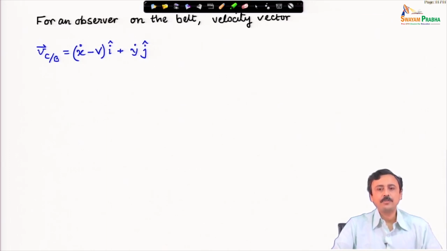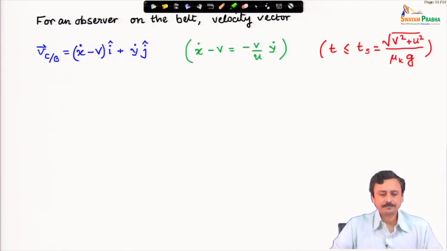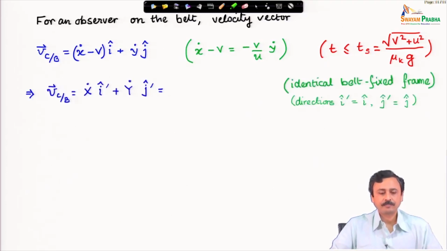Now, for an observer on the belt, this was the second part of part B of the problem. For the observer on the belt, what will be the motion of the particle that observer will see, or if this cylinder were painted, what paint mark would it leave on the belt? Let us start with that relative velocity. Why do we need to go to relative velocity? Because that will tell us the motion as seen by the observer on the belt, and this was the expression we found by integration, and this is valid till it is sliding.